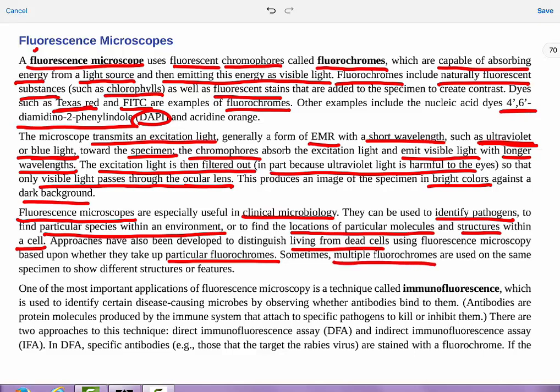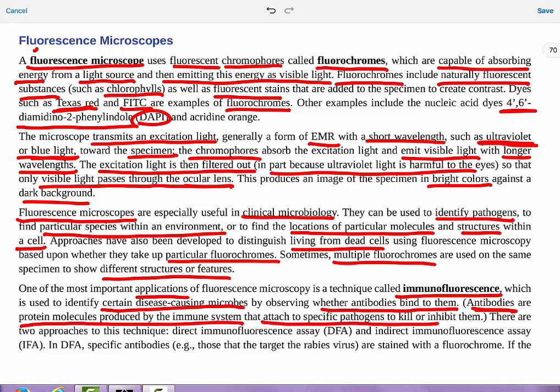Sometimes multiple fluorochromes are used on the same specimen to show different structures or features, because some will pick up one fluorochrome and other features will pick up a different fluorochrome. One of the most important applications of fluorescence microscopy is a technique called immunofluorescence, which is used to identify certain disease-causing microbes by observing whether antibodies will bind to them. So antibodies, if you haven't studied that yet, are protein molecules that are produced by the immune system that attach to specific pathogens to kill or inhibit them.